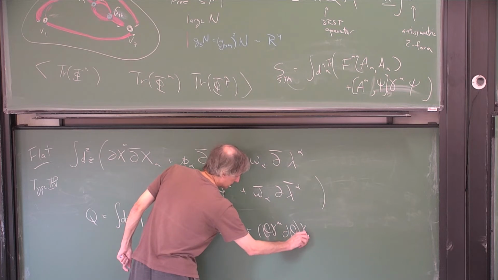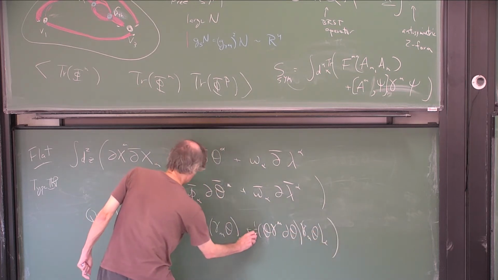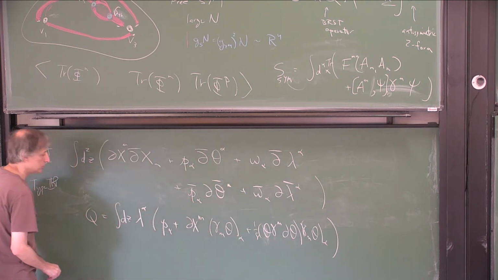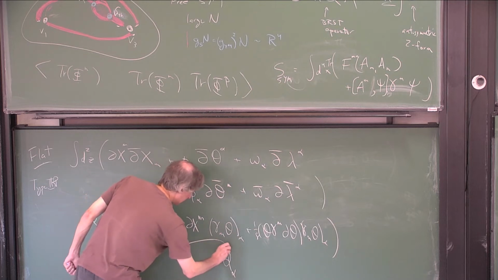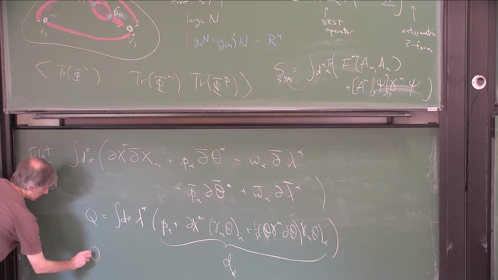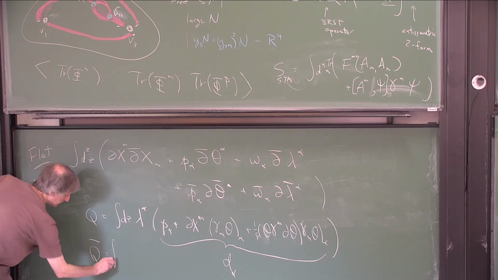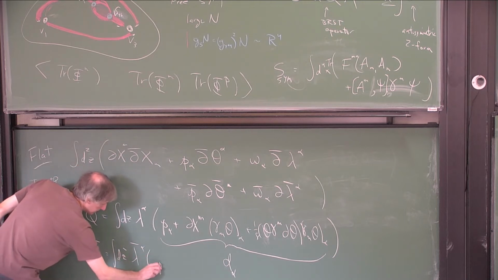I also have a term like this. There are some coefficients. Okay, so this is Q. This object here is related to D alpha. And similarly, Q bar. So this is the left-moving one and the right-moving one. It is the same thing, with lambda bar alpha and similarly P bar alpha.